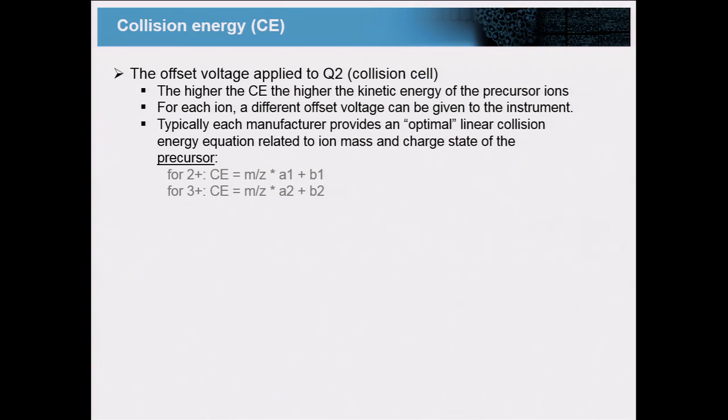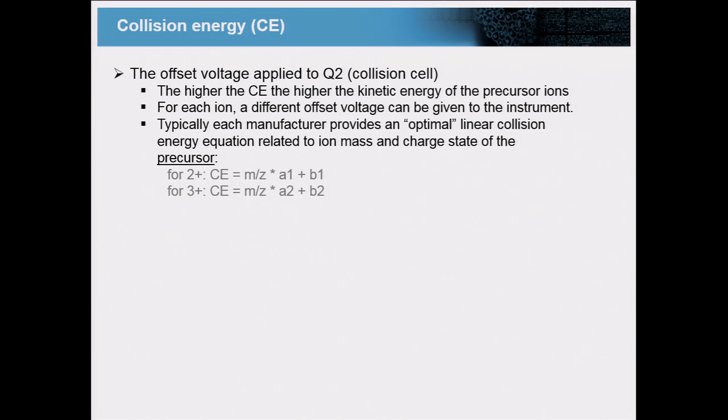Each ion has a different offset voltage, and that can be given to the instrument. And because of that, what we typically have from each manufacturer is an optimal linear collision energy equation. It looks something along the lines of this. So for precursor ions of the +2 charge state, the collision energy will be the m over z times some sort of factor plus some sort of other factor. And you will see that also afterwards in Skyline.